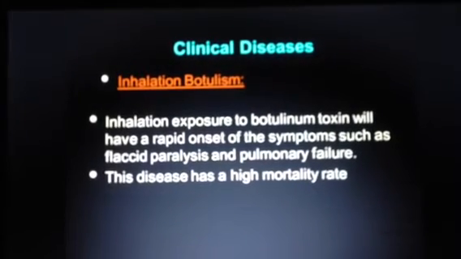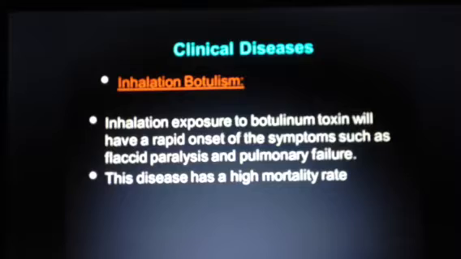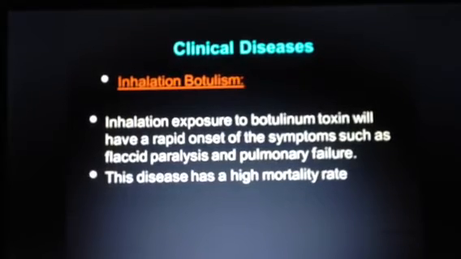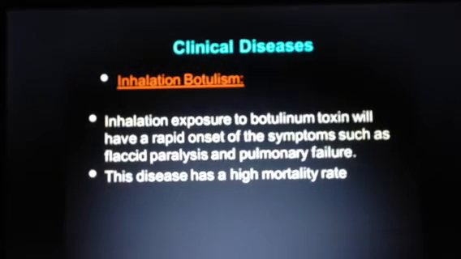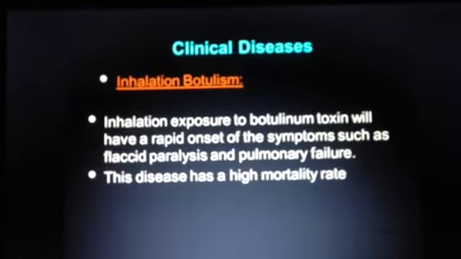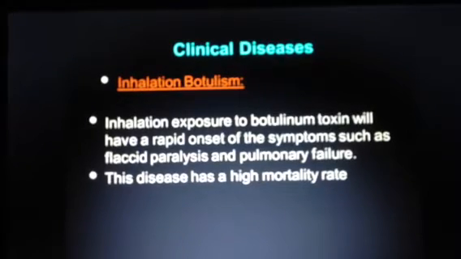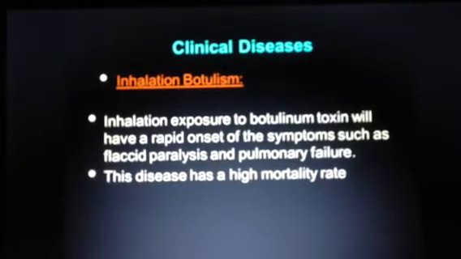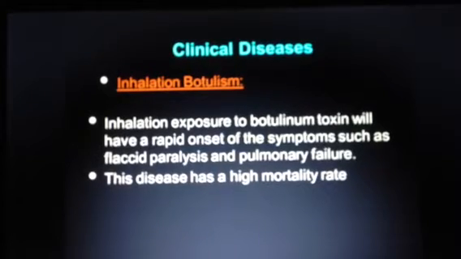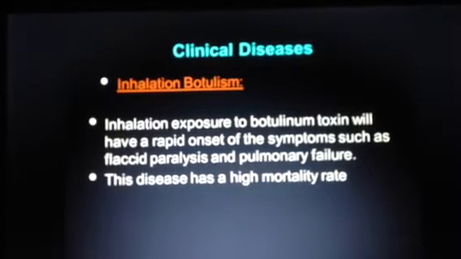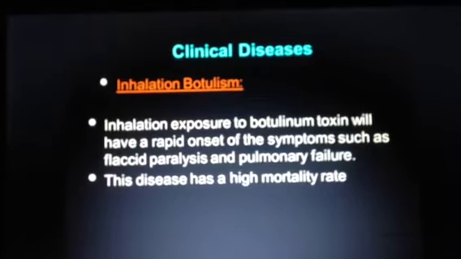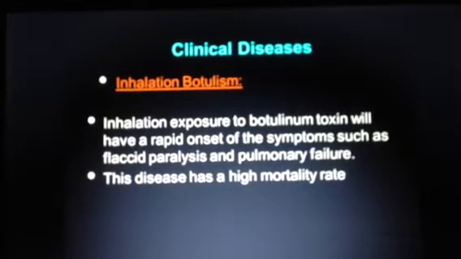The fourth type of disease that this bacteria can cause is inhalation botulism. This is the disease that causes a high mortality rate, and it occurs when there's an inhalation exposure to a botulinum toxin that will have a rapid onset of symptoms such as flaccid paralysis and pulmonary failure.